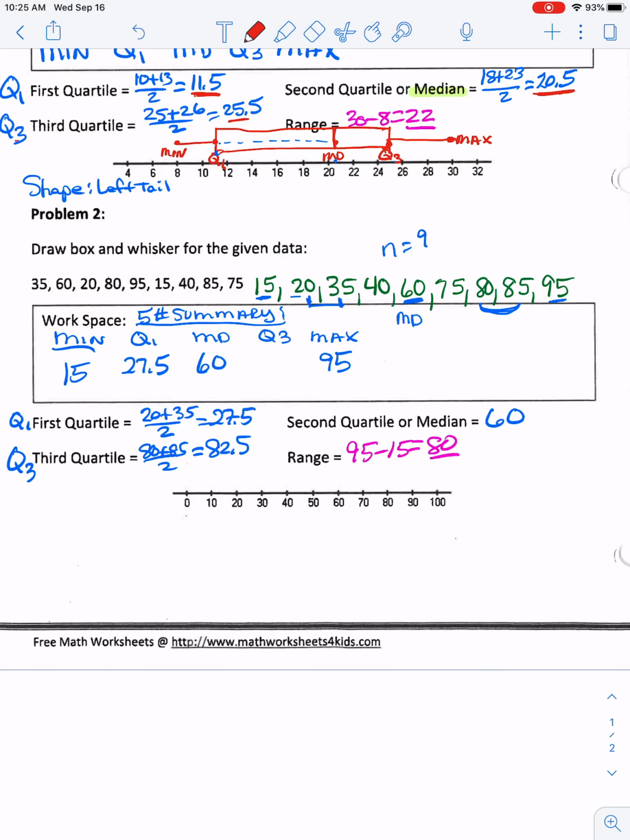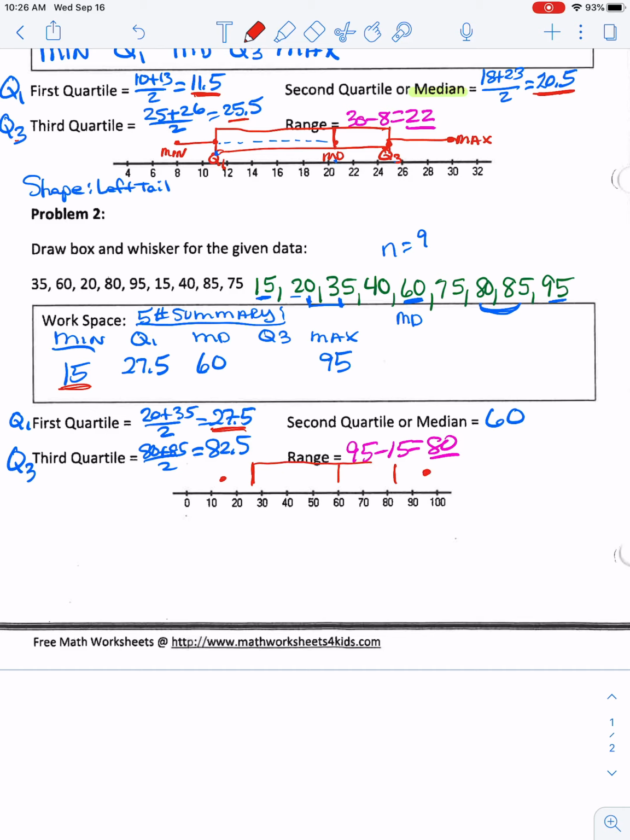So let's draw our graph here. Put it back in red. I'm going to go first to our minimum value, which is 15. I'm going to put a dot. Q1 is next, which is 27.5. If you want, we could even drop the vertical there, because that's going to be the left end of your box. Next up is a 60 vertical. Next up is Q3, so 82.5, about right here. And lastly is our max value, which is down here at 95, with a dot.